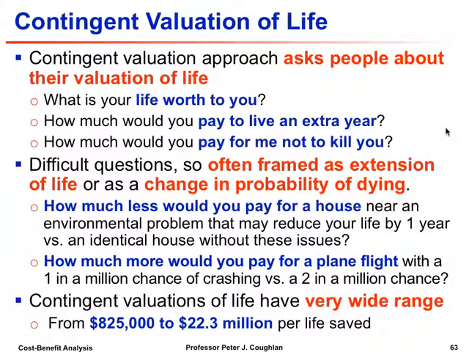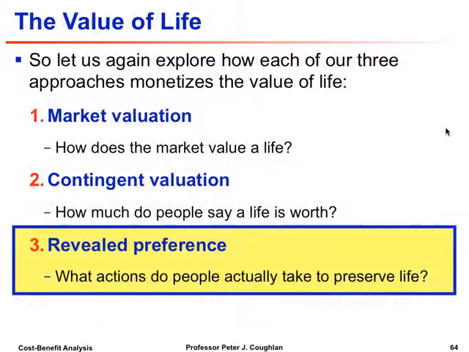That said, these approaches have a very wide range. These estimates go anywhere from $825,000 per life to $22.3 million per life saved, right? So there's a wide range there. Now that said, that gives us some ballpark. Even with this wide range, you don't want a program that costs $100 million per life saved, right? On the other hand, if you could save a life for $500,000, this suggests do it. So again, even though it's a wide range, it can provide some help.